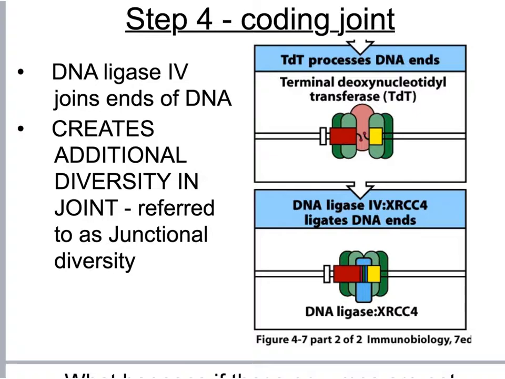So we call that, I think it's called, junctional diversity. It's not joints like smoking a joint. It's junctional diversity, where they're actually joining the pieces together. Okay?